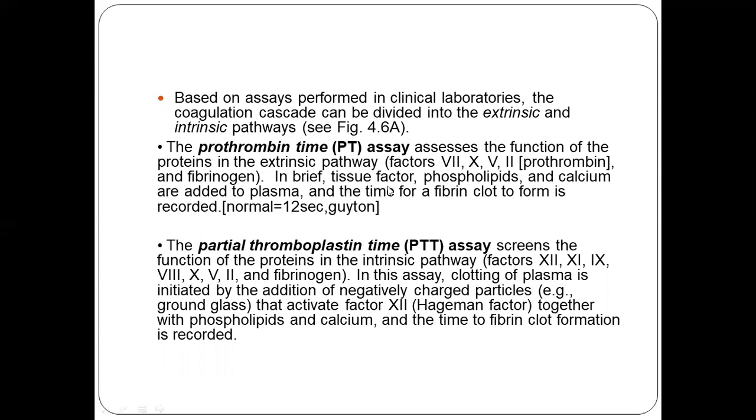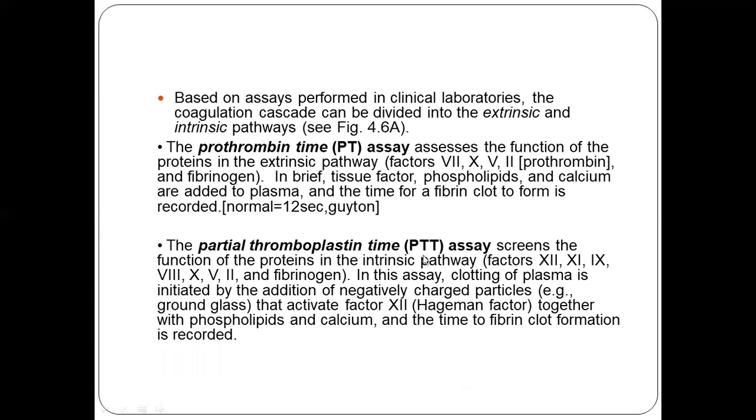In brief, tissue factor, phospholipid and calcium are added to plasma and the time for a fibrin clot to form is recorded. Normal is 12 seconds. The prothrombin time assay assesses the extrinsic pathway function.